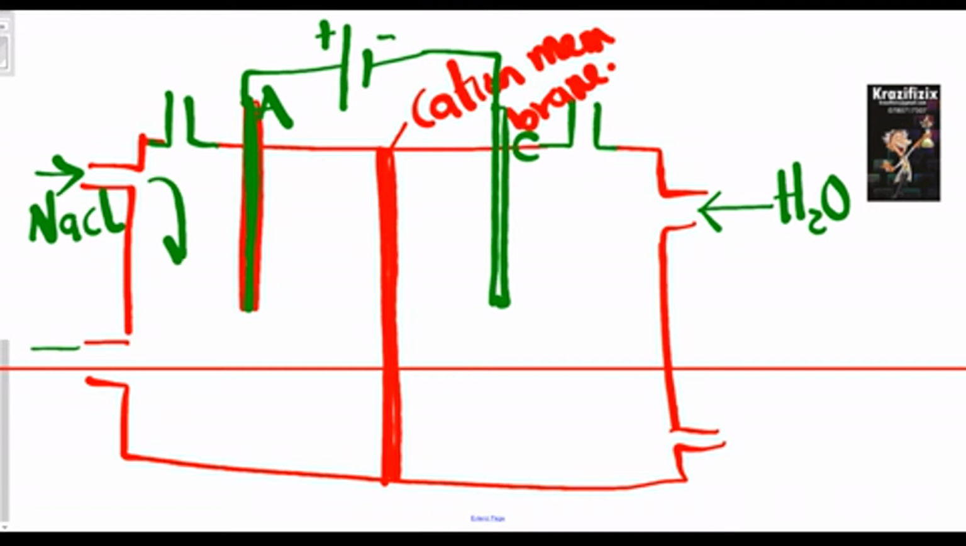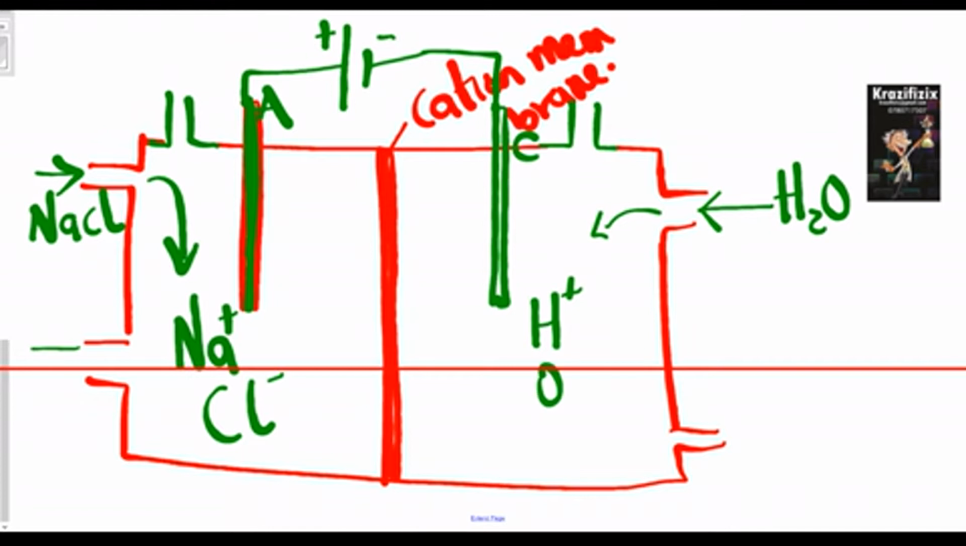The sodium chloride comes in here and breaks down into its ions. And here, what do we have? We have hydrogen and hydroxide ions. So this is what we have when it breaks down.